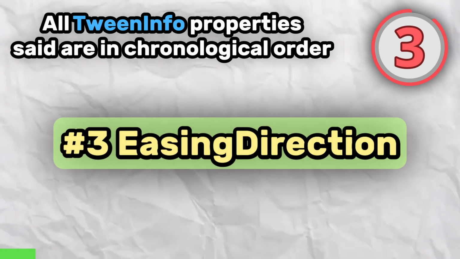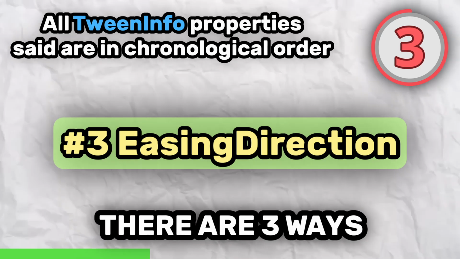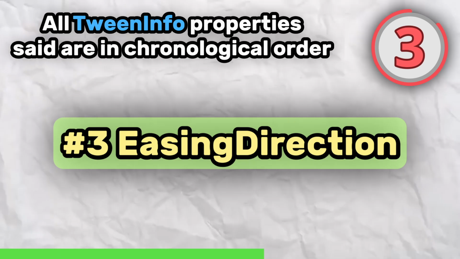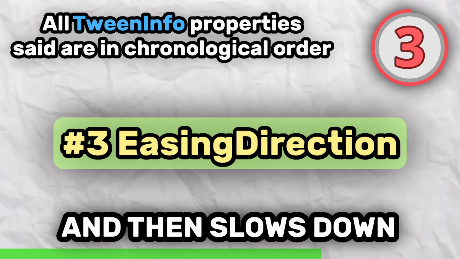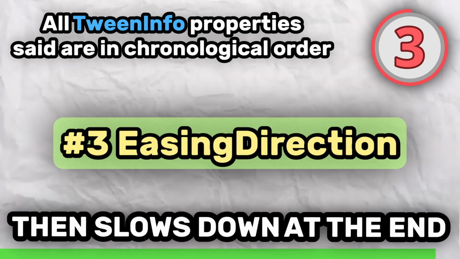Third, easing direction. This is kinda hard to explain. Imagine a car driving into a spotlight. There are 3 ways the car can move in. In: the car starts slow and then speeds up. Out: the car speeds up and then slows down. In out: the car starts slow, goes fast in the middle, then slows down at the end.